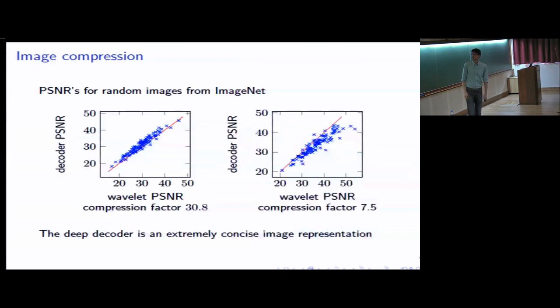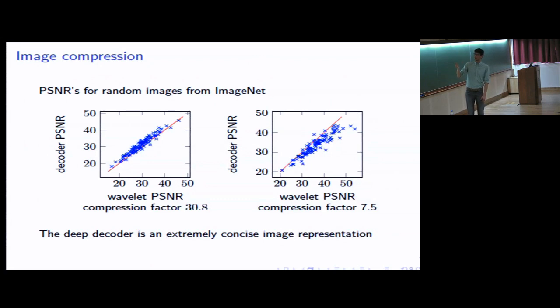Now, to put that in context, let's compare this to wavelet thresholding. So here, what's being plotted is a comparison when you take the same image and allow yourself a certain compression factor, so 30 on the left and, say, 7 on the right. Then we look at the peak signal to noise ratio under the deep decoder and under wavelet thresholding with exactly that number of parameters. The red line is where it's equal, so any point above the red line means the deep decoder is doing better than wavelet thresholding at representing this natural image.